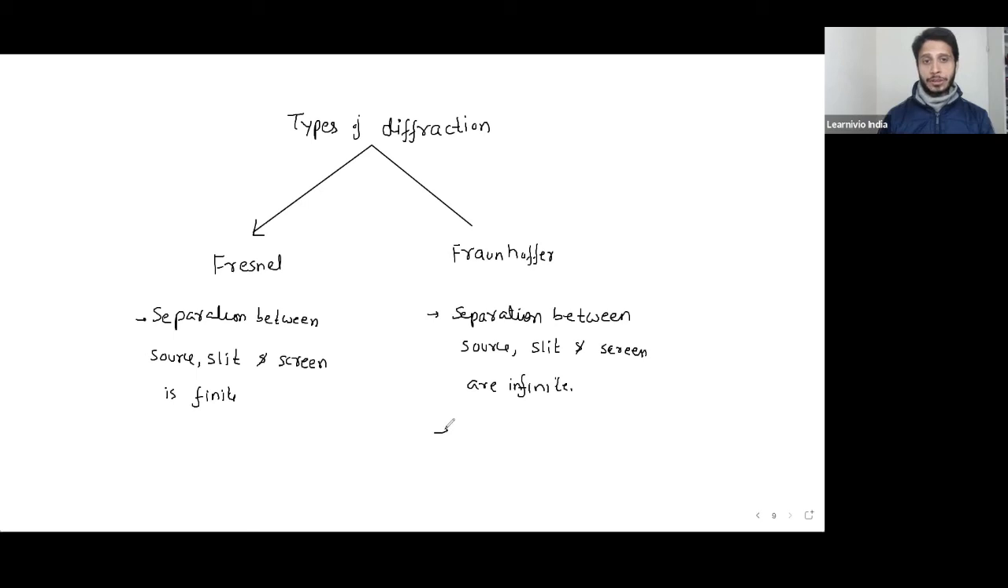Now, if separations are infinite, that means the source is at a very large distance. So the wavefront here is a plane wavefront. So in Fraunhofer, you deal with a plane wavefront. This we did in Huygens' principle, that if the source is at a very large distance from the observer, then the wavefront will be a plane wavefront. Just note it down. Fresnel is not a part of your syllabus. You have to study only Fraunhofer diffraction.